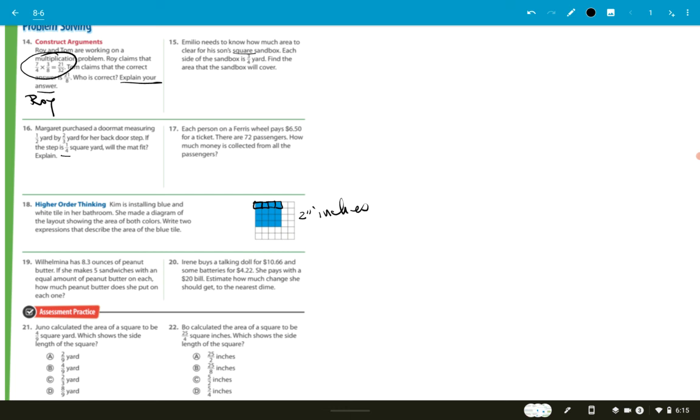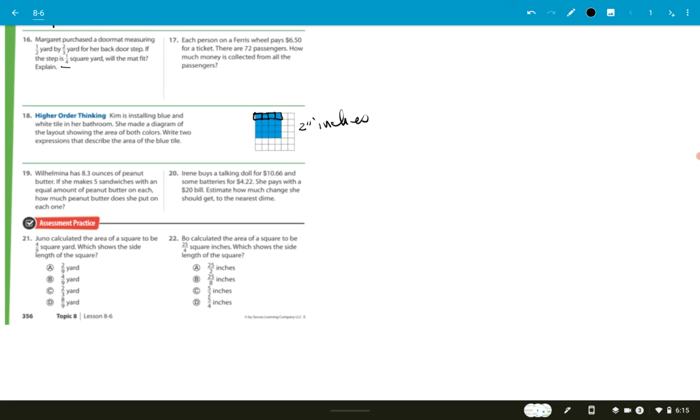Number 19, Wilhelmina. Wilhelmina. What a name. Have any of you ever known somebody named Wilhelmina? I think I did. Many, many years ago in Fresno, there was a girl in my high school. I think her name was Wilhelmina. That's a really unusual name, I think.